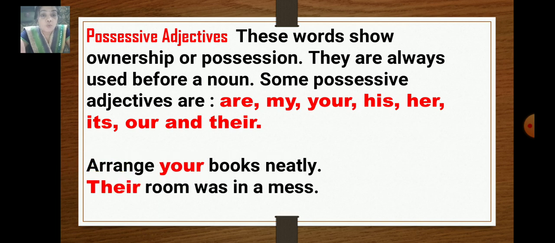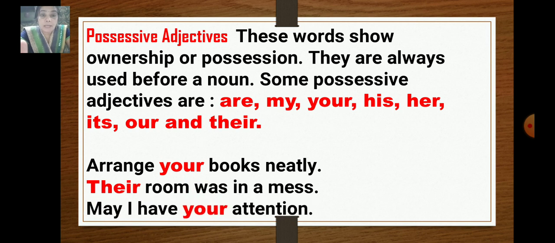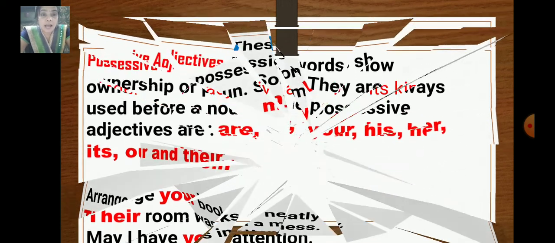Their room was in a mess. So whose room? Their room. So the word their is a possessive adjective. May I have your attention? So whose attention? Your attention. So the word your is a possessive adjective.